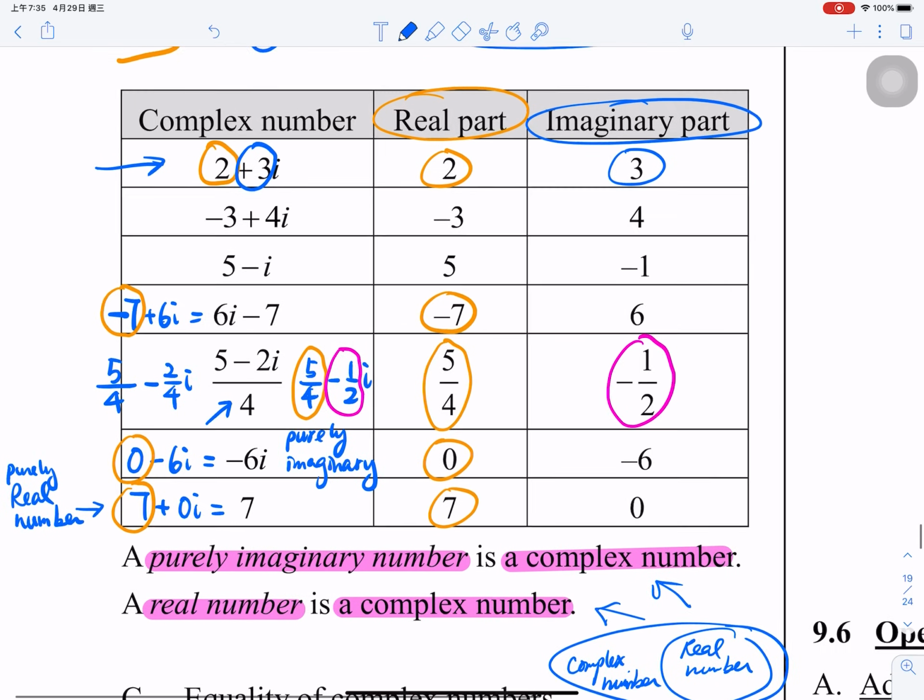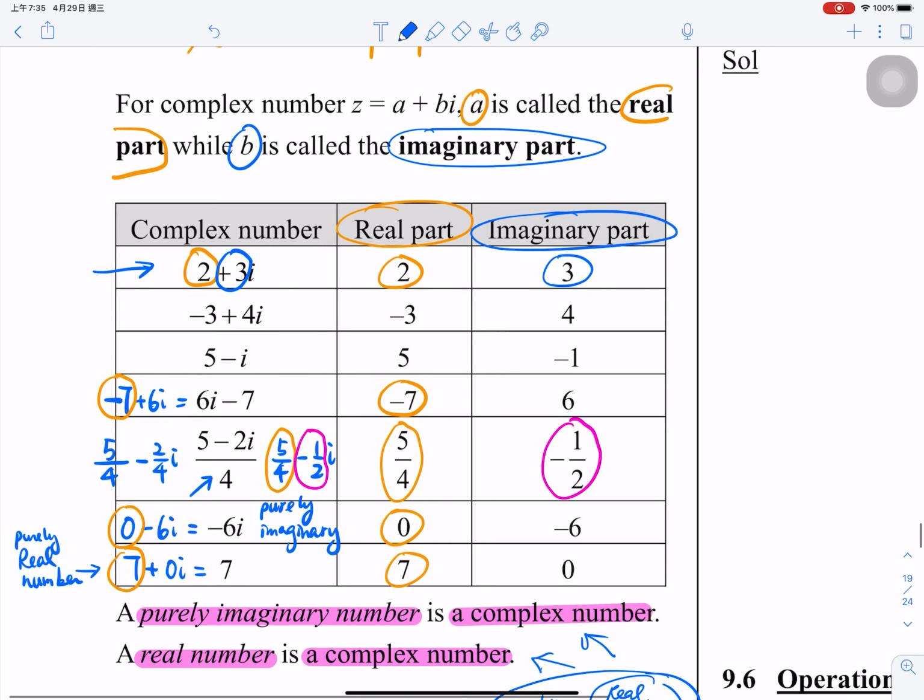So hope you understand how to distinguish the real part and the imaginary part of a complex number. Remember, separate it into a real part and an imaginary part, to read the two parts correctly.